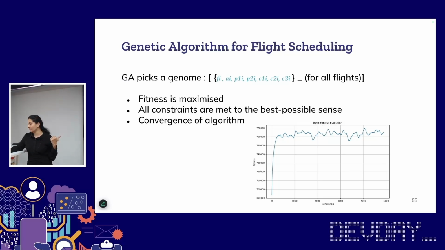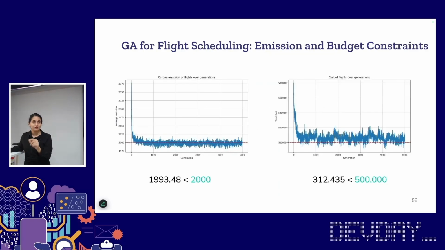So this is the fitness evolution over the number of generations. As you can see, the fitness is getting maximized. After a point of time, it's pretty much stabilized, and we call it a solution. Now, the fitness function that we were maximizing had multiple terms, right? The profit was there, the carbon emissions were there, the cost budget constraint was there, etc. So this is the evolution of those constraints also.